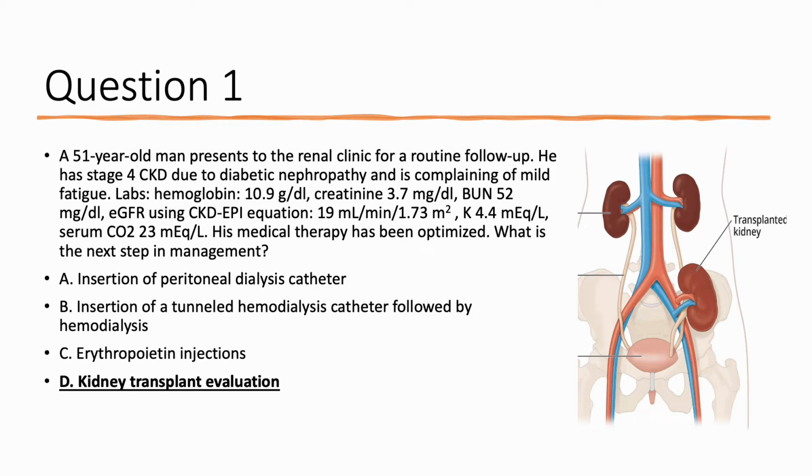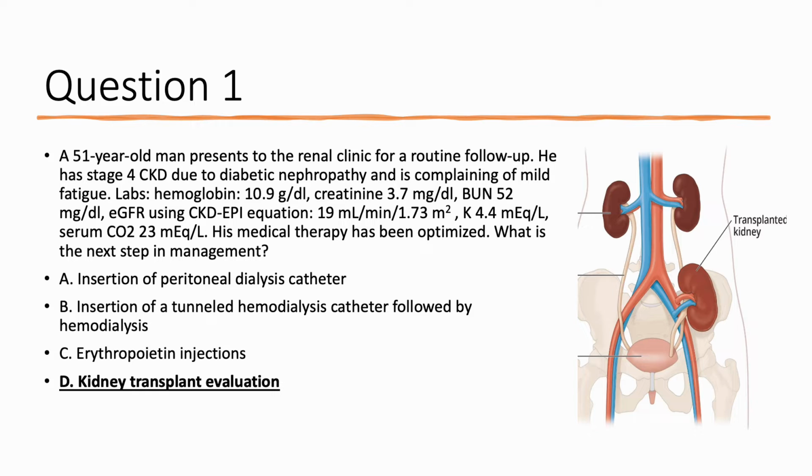And for kidney transplant evaluation, patients can be listed on a transplant list if eGFR is below 20. Now, what you really need to know is, for a patient like this one who has diabetic nephropathy, who's relatively young, longevity on kidney transplant is much, much better than hemodialysis. So what is the best treatment? What is the best renal replacement therapy? It's always kidney transplant, unless there's a contraindication.